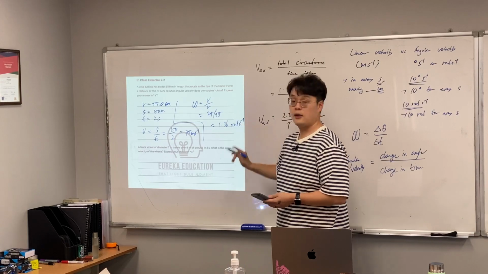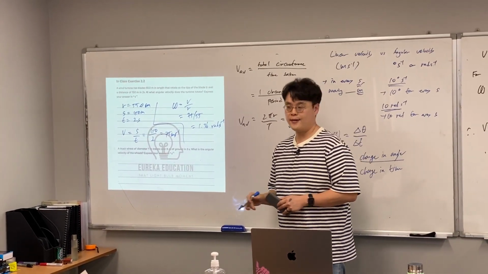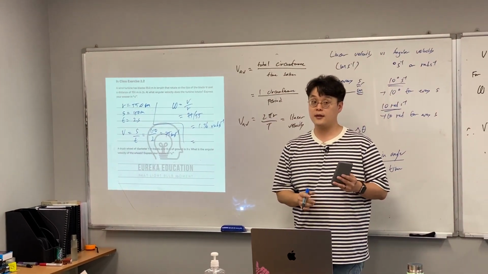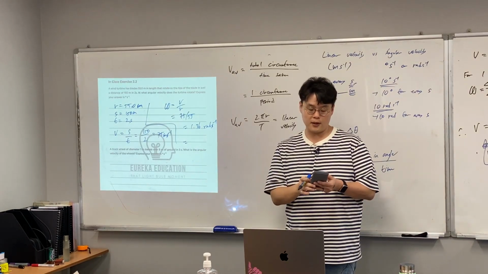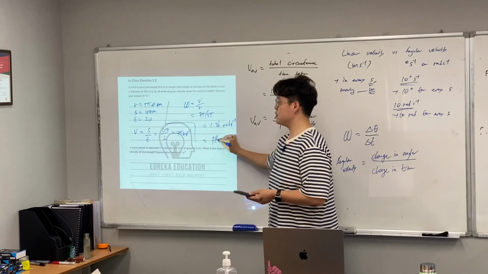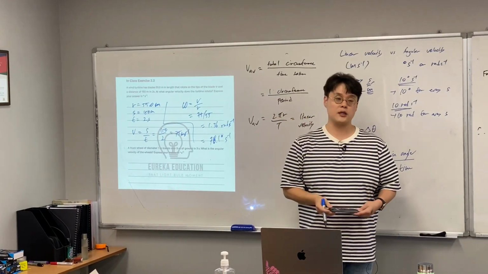Then how do we convert that into degrees? Anyone? From radians to degrees? Times 180 over pi. There we go. So 180 divided by pi. Do that, and you get 78.1 degrees per second. That's how you get the answer.